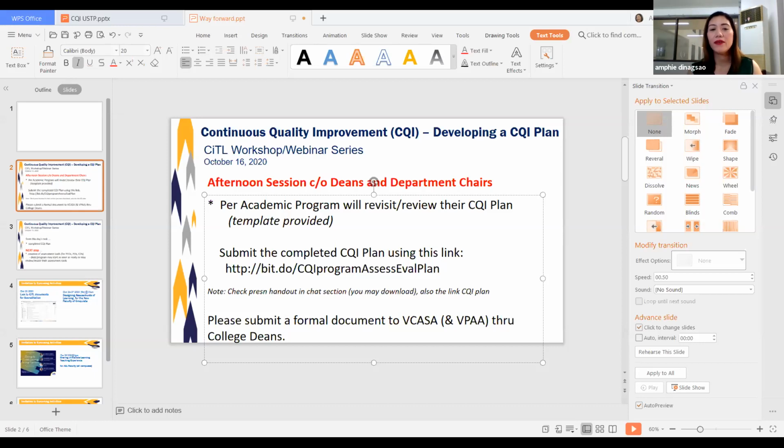And then may I also request that our department chairs will submit a formal document to BICASA, through your college dean, so have a trail. And of course, sana dili lang siya papel lang. It is really something that we do follow, so that we have basis to improve our curriculum, so that we will really have a relevant curriculum. So, overwhelming ba ni siya? Hinahinay lang po. But yeah, it can be overwhelming. CQI is supposed to be part of our curriculum.